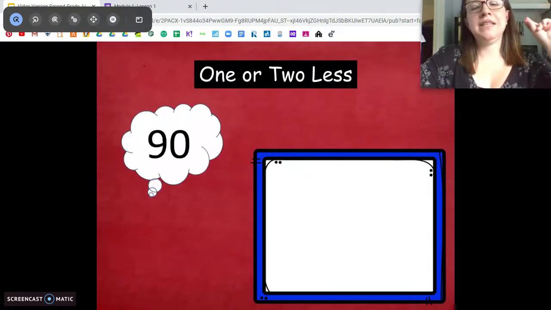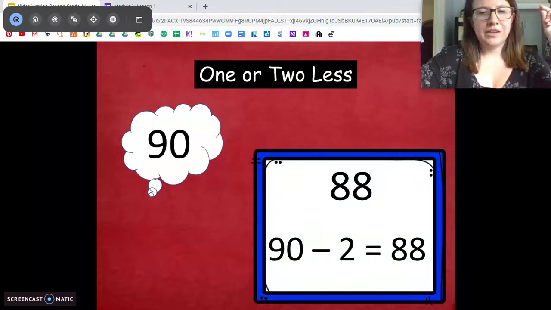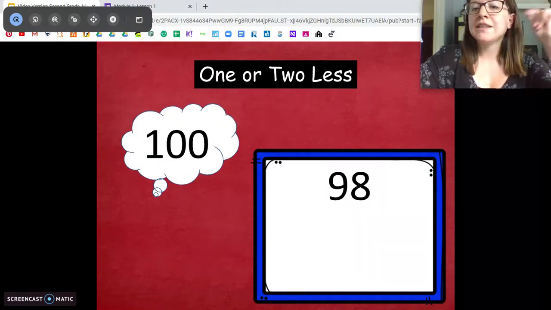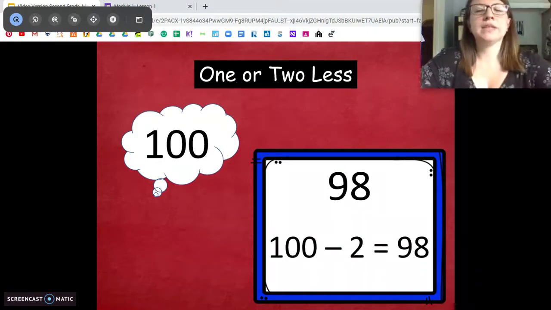80. 78. 90. 88. Good. 100. Don't get tricked. 2 less than 100 is 98. 100 minus 2 is 98.